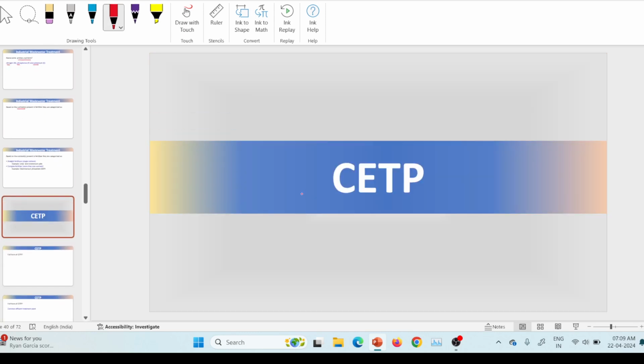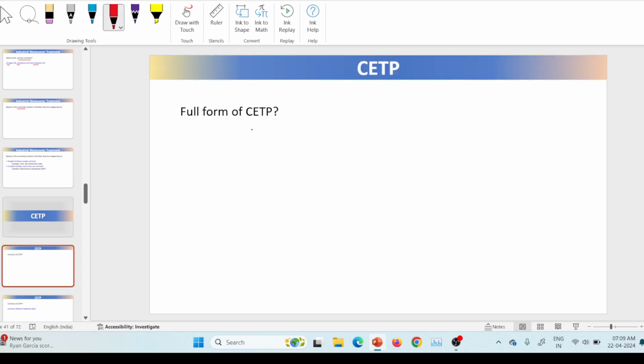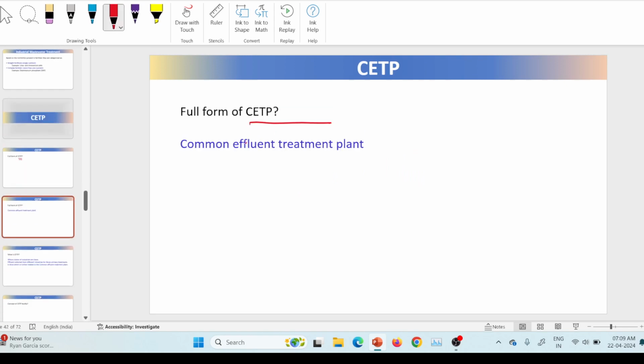Now we will talk about CETP. What is the full form of CETP? The full form is Common Effluent Treatment Plant. We are aware of the effluent treatment plant. For an industry, we use an effluent treatment plant to treat the wastewater coming out of it. When there are multiple industries that are very small, they cannot treat their wastewater. Their wastewater is very less in quantity and they cannot afford the required treatment units, because they have to make some profit also.